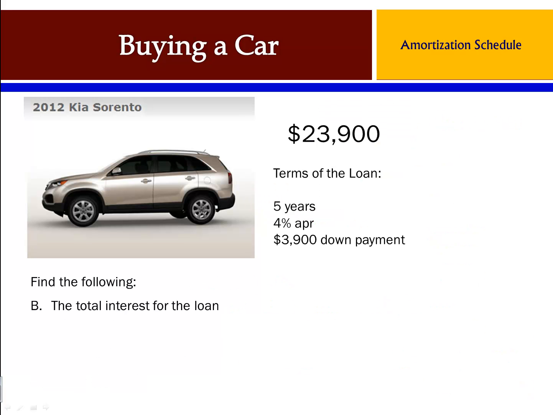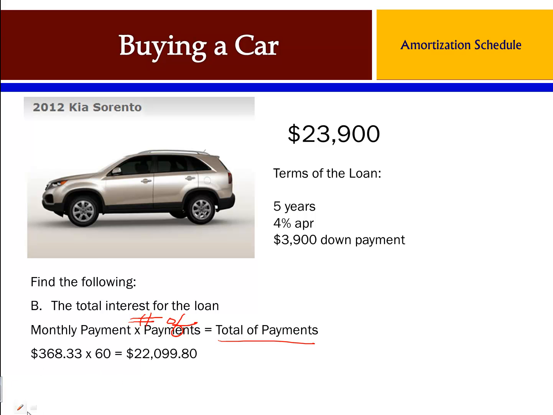So to figure out the total interest for the loan, we're going to have to figure out the total of those payments. The monthly payment times the number of payments gives us our total of all the payments. So there's that 60 months again. Remember, that comes from 12 months in a year times 5 years. That's a total of 60 months, or 60 payments that we have to make on this car because the loan is for 5 years. Multiply that out, you get $22,099.80.